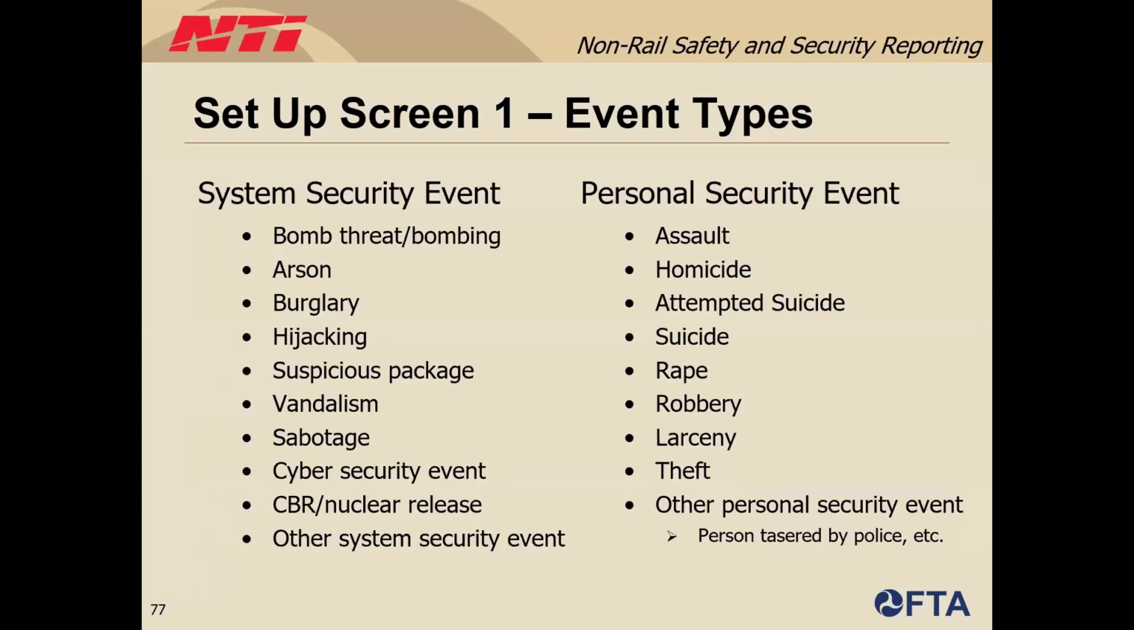There are 2 categories of security events. They are system security events such as arson, bomb threats, suspicious packages, etc. Basically, they are events that affect the transit system as a whole. The second type is a personal security event, such as assault, robbery, homicide, rape, etc., that affect 1 or more persons.